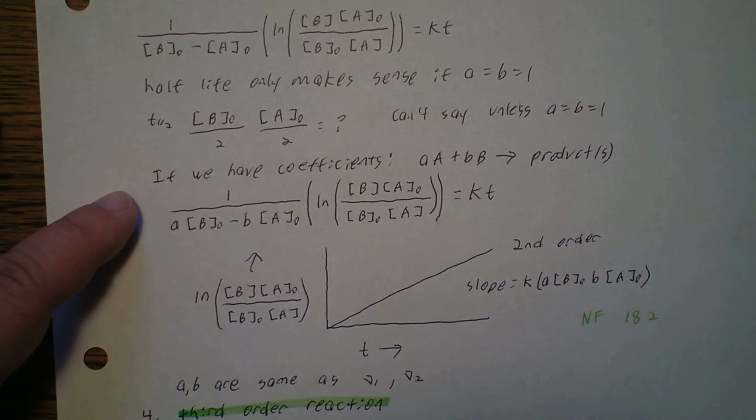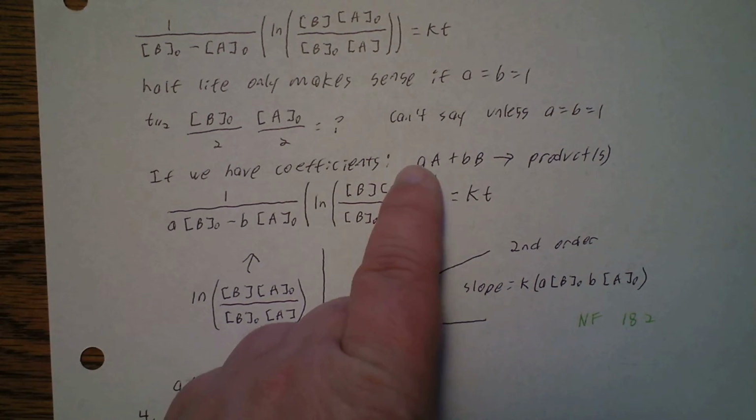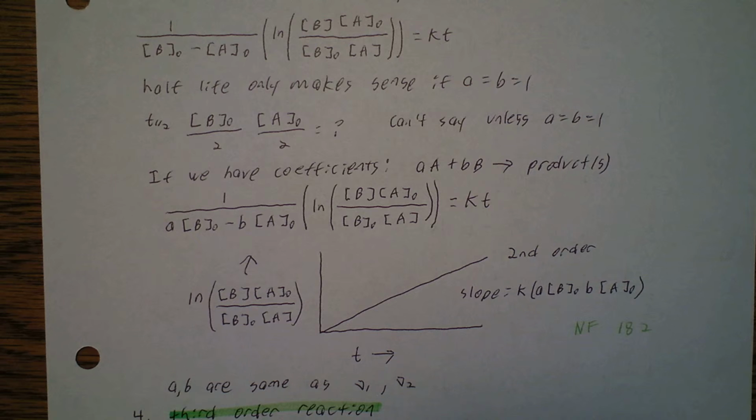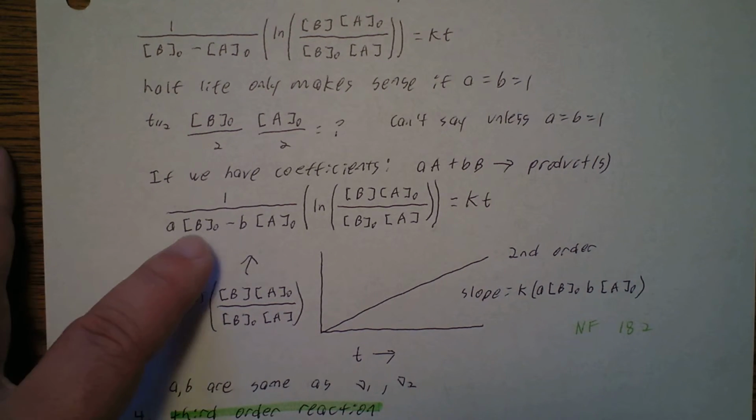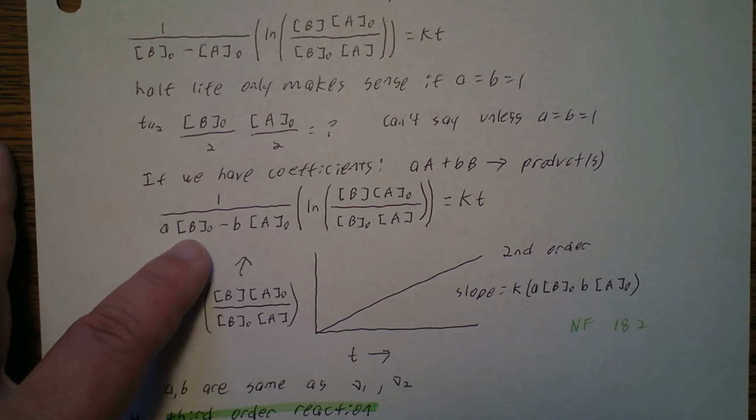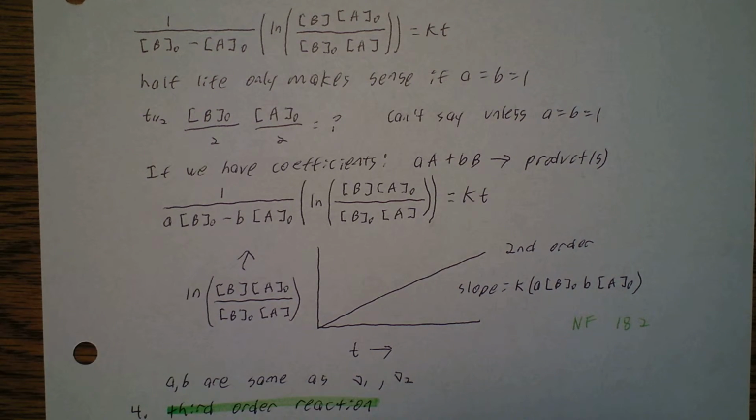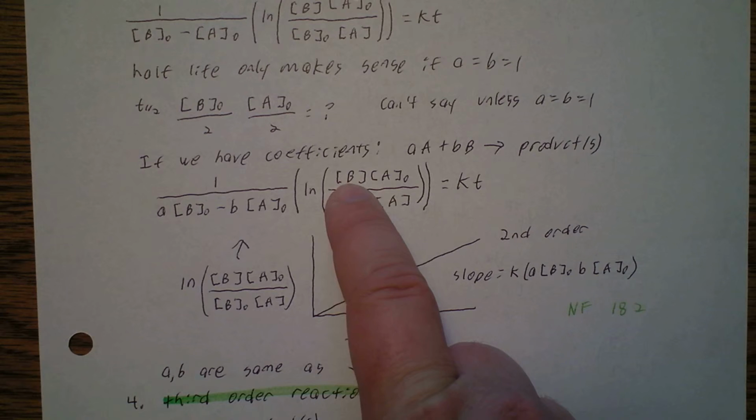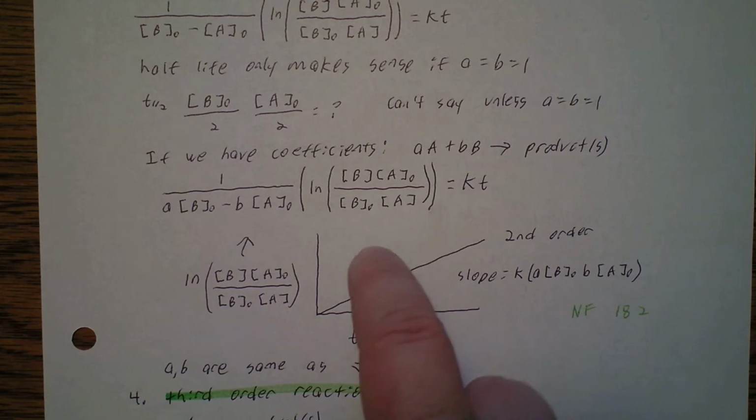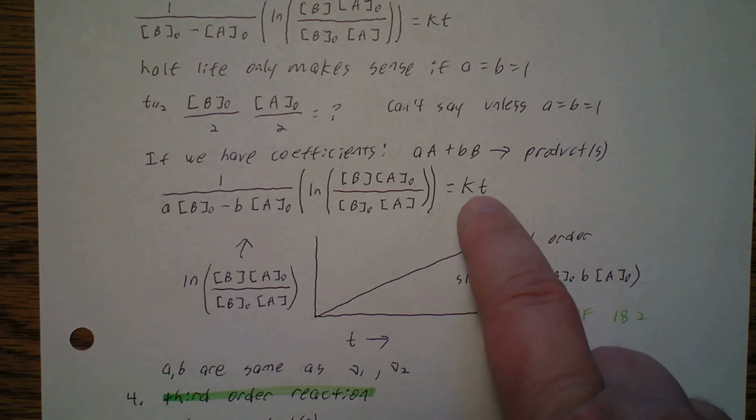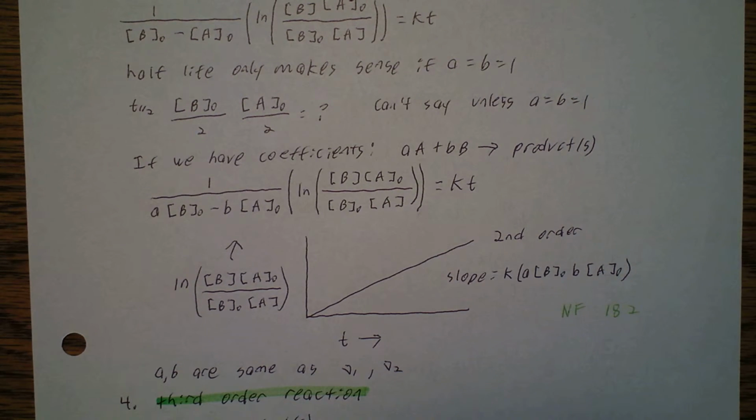So if we have coefficients, we get a amount of A plus b amount of B going to one or more products. So we get 1 over (a times the initial concentration of B minus b times the initial concentration of A) times the natural log of the concentration of B times the initial concentration of A, divided by the initial concentration of B times the concentration of A, and that's equal to kt.